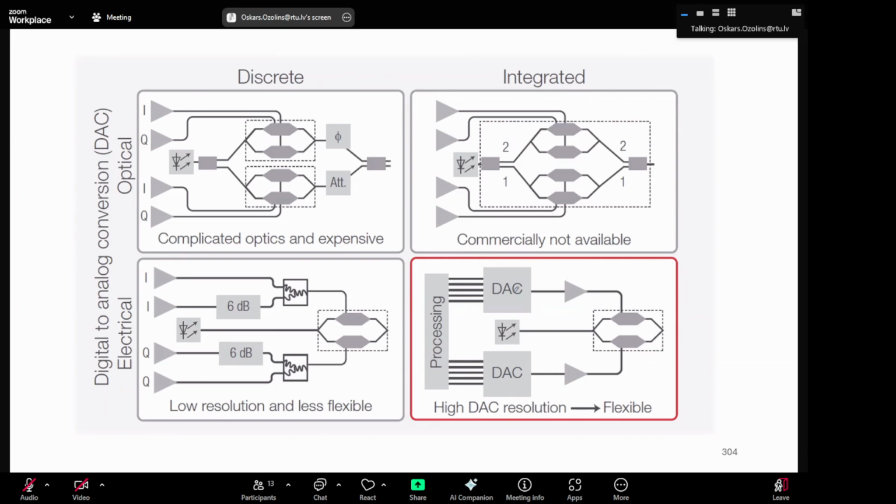So, and you can do multiple functions in here. You can do pre-equalization. You can do pulse shaping, and you can also do probabilistic shaping in symbols. So I'll just show on the next slide what I mean by that.